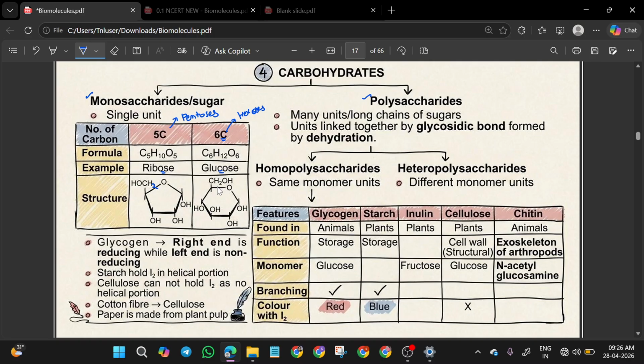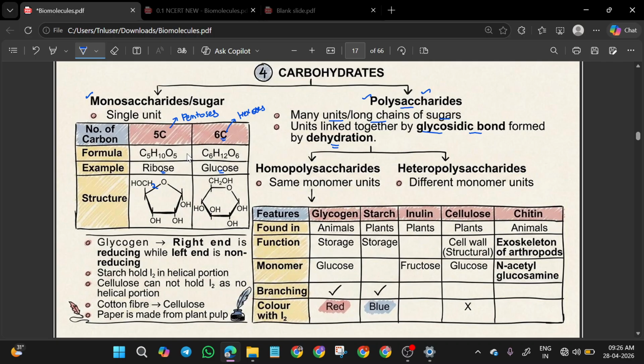So now we have seen disaccharides, where we have 2 units of sugar joined by a glycosidic bond. Up to 10 units of sugar we will call oligosaccharides, and more than 10 units of sugar we will call a polysaccharide. Polysaccharides are important. They are long chains of sugar units linked by glycosidic bonds, formed by dehydration. When two sugars link, water will be removed.